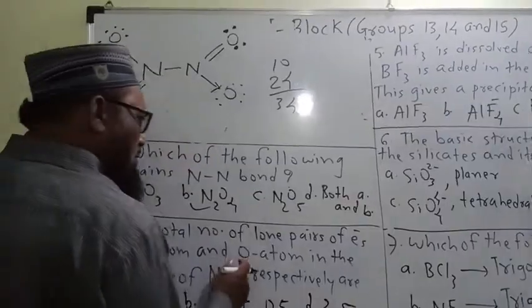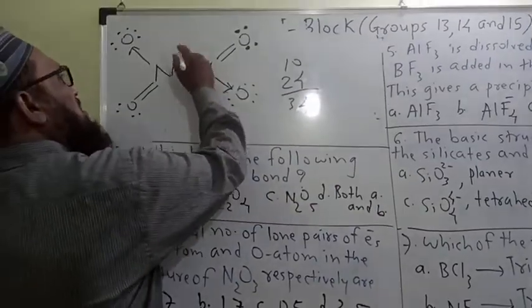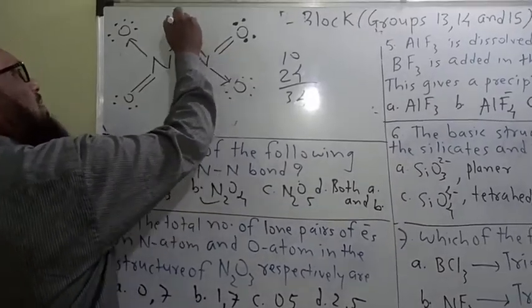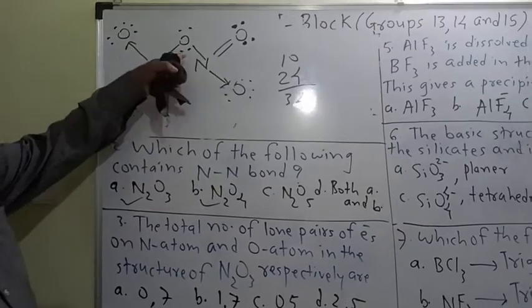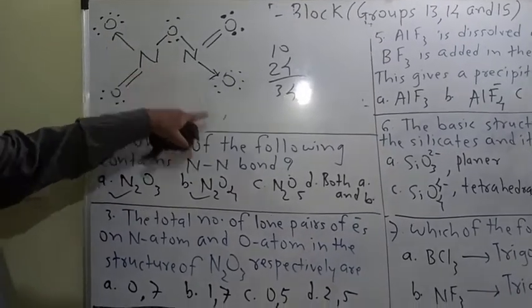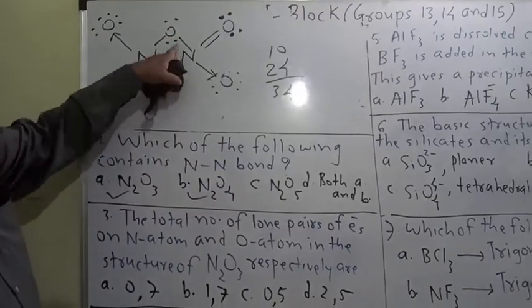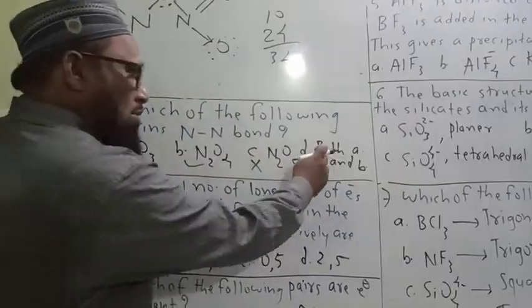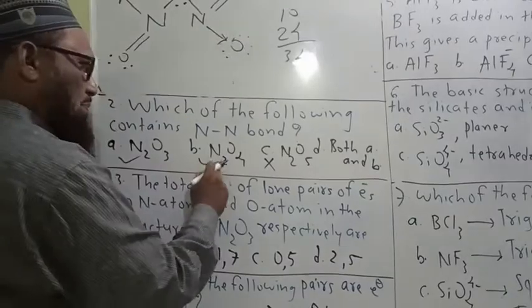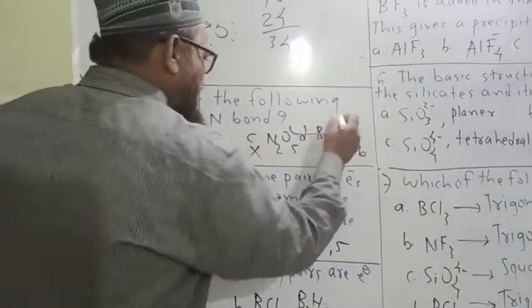Then let us see about N2O5. This is the structure of N2O5. Here there is no nitrogen-nitrogen bond. There is a nitrogen-oxygen bond. Therefore this is not the correct one. Options A and B both contain NN bond. D is correct option.